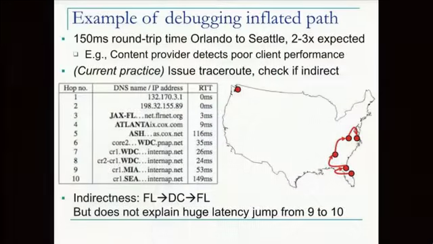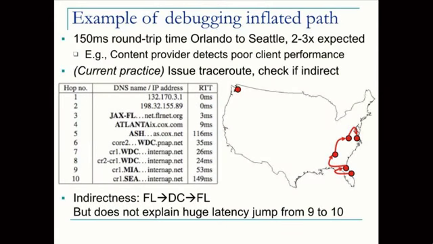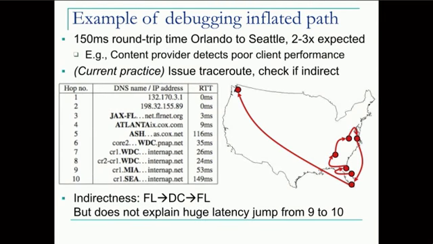This is the traceroute from Florida to Seattle. And if you look at it, what happens is it starts in Florida, it goes up to DC, then it comes back down from DC to Florida, and then continues across the country. And so there is this big detour up to DC and back down to Florida, and that's explaining about half of the inflation.